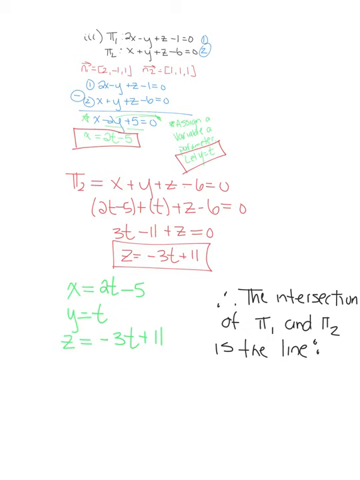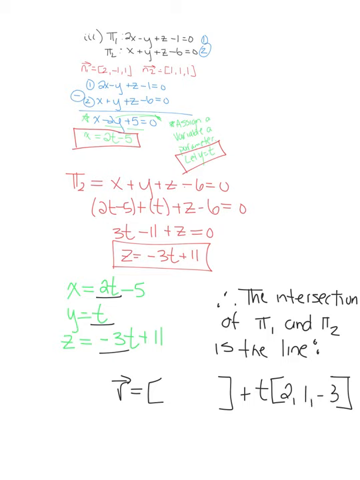So the intersection of plane 1 and plane 2 is a line. We already talked about that. And the equation of the line is going to be found by using the three equations that I just wrote down here. So I'm going to pull out my direction vector, the point that goes in front of the t. So I have a 2, 1, -3, and then the other points are going to be used as the point that helps define the line. So -5, 0, 11.